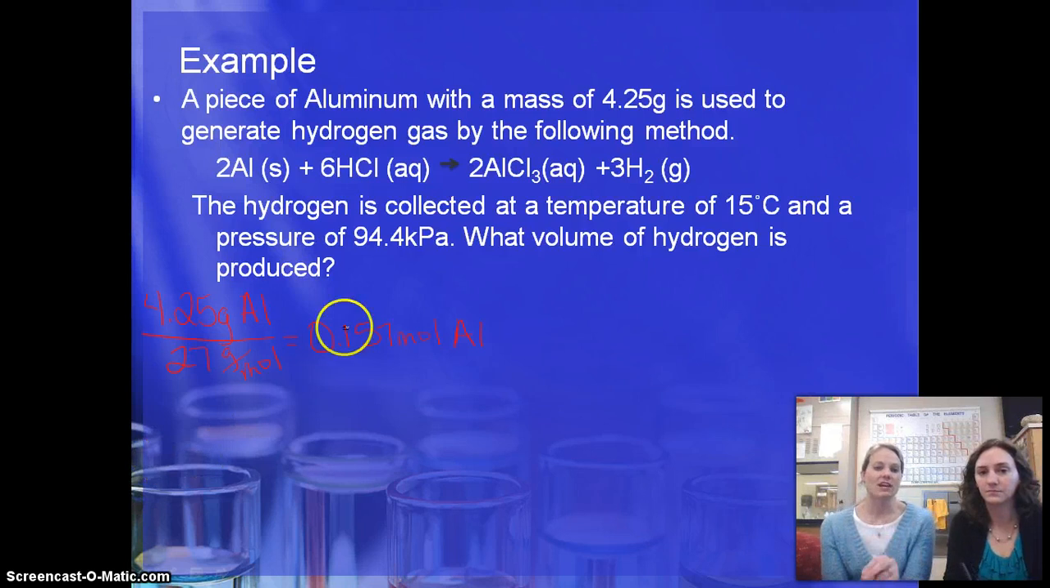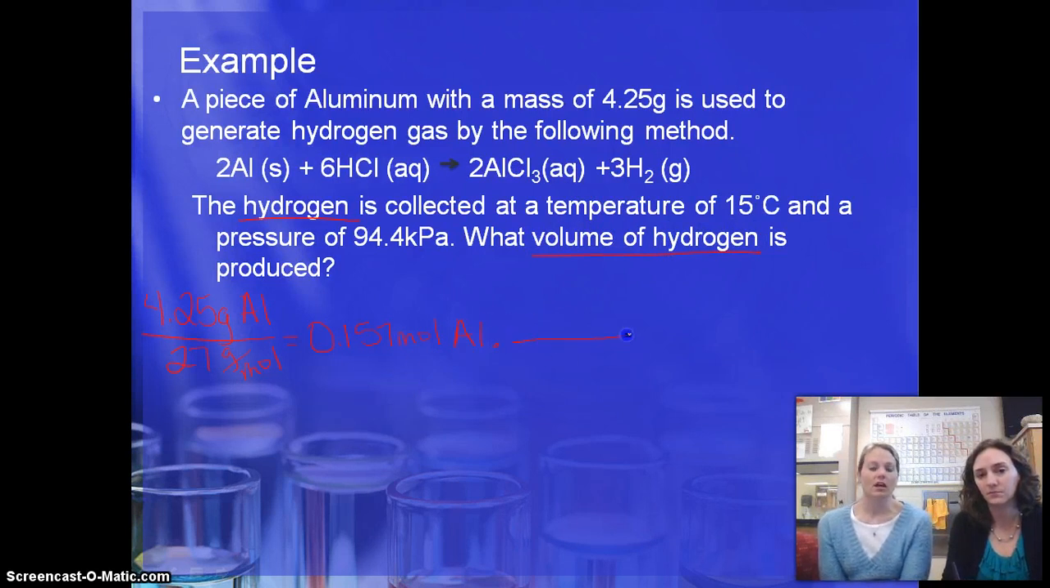So we have to take the moles of aluminum and convert that into moles of hydrogen so we can plug it into PV = nRT. And what we're really looking for is the volume of hydrogen. Two different problems to get to the PV = nRT. So let's multiply that by our mole ratio.